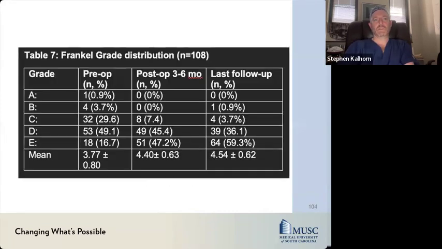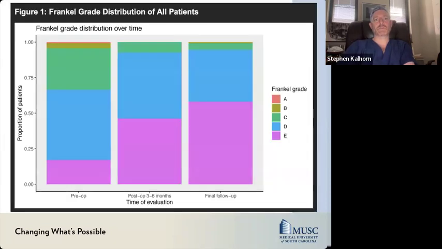But if you look at these folks in the series, people changed Frankel grade as they recovered from surgery. If you started off weak, people improved, and this is better shown in this distribution graph, which shows that preoperatively, the pink is the E, that's the good, right? So people shifted into E, which is normal, and there was only 1 patient who had a decline of 1 grade at the final follow-up.